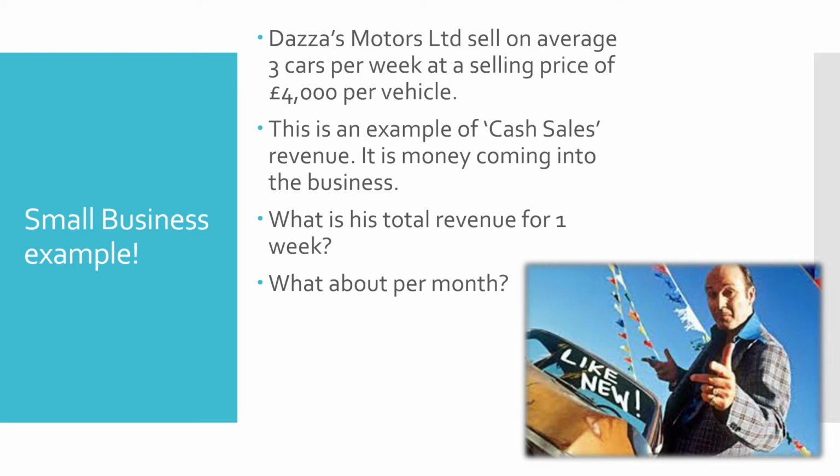To figure out his total revenue for 1 week, we would take 3 cars times £4,000. So 4 times 3 would equal £12,000 per week. And then if we were looking at a 4-week month, you could times that by 4. So we would have £48,000 monthly revenue.